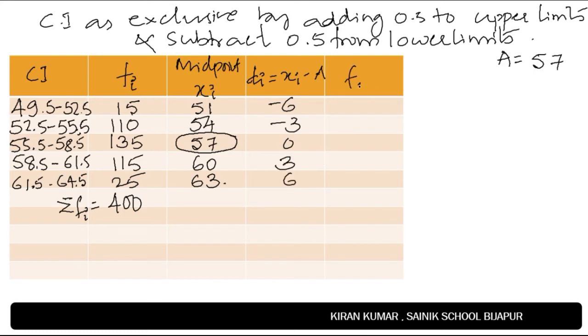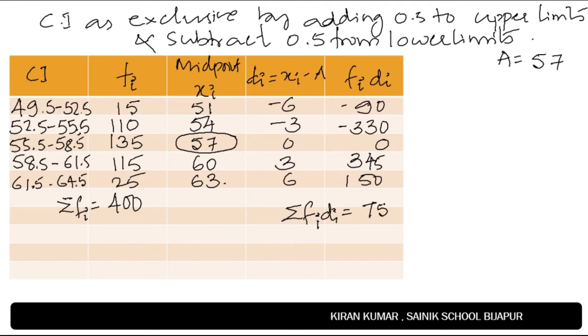Let me find out fi di. We get it as -90, -330, 0, 345, and 150. Added up, sigma fi di, we get it as 75.